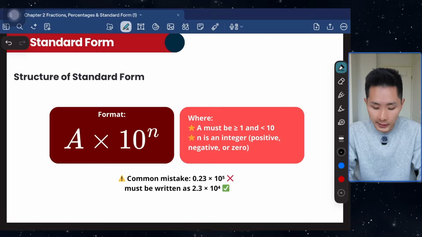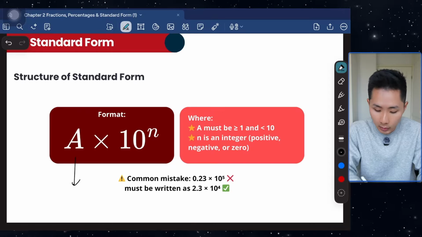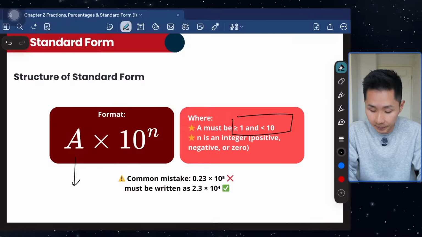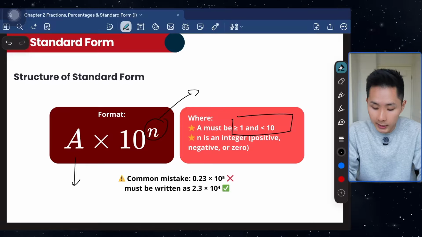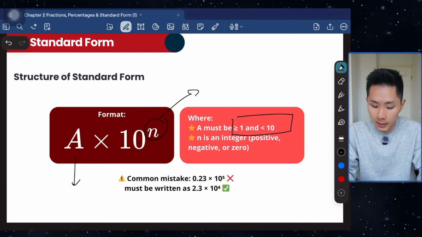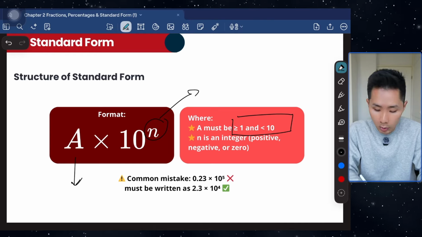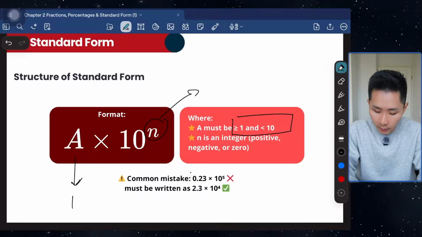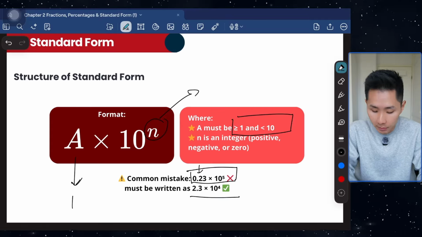So the structure of standard form is this. You have a base number, A, and this value must be between 1 and less than 10. Just a single digit, but not 0. And this n here is an integer. It cannot be a decimal or fraction, and it can be positive, negative, or even 0. As I mentioned, A must be between 1 and 10, but not including 10. So you cannot write your standard form like that, because 0.23 is not more than 1. You have to write it in this way.